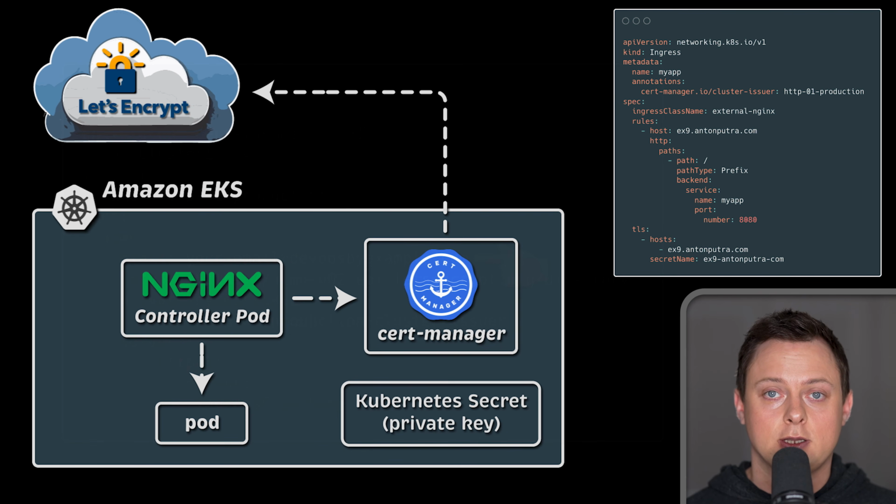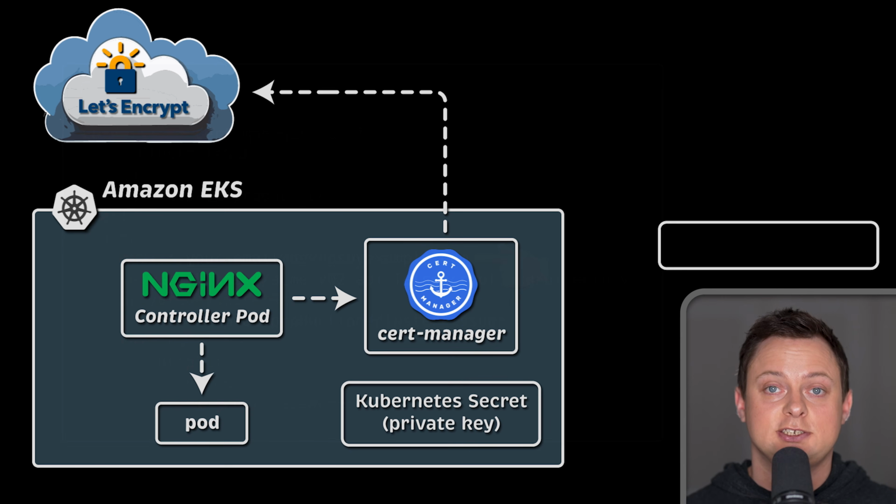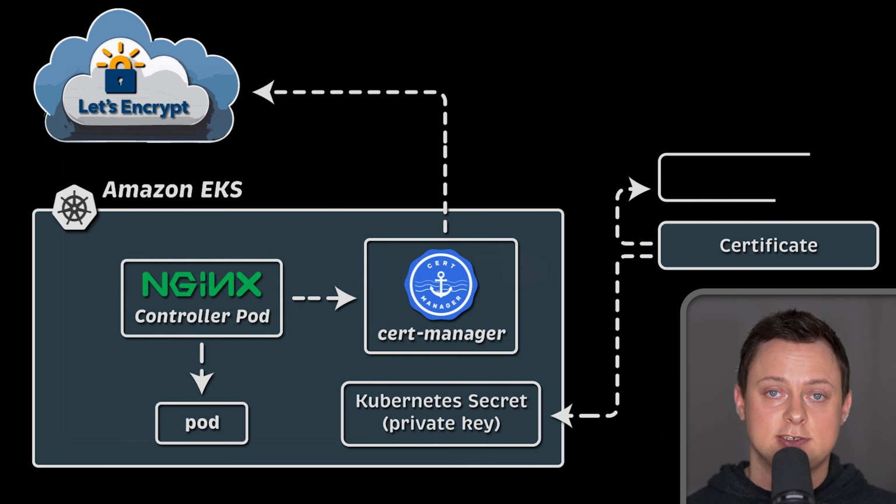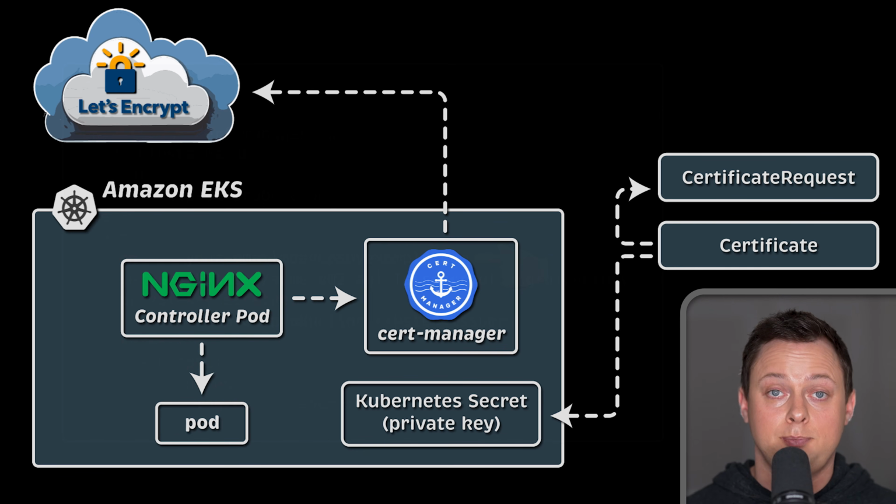To obtain certificate, Cert-Manager uses custom resources. First, it creates a certificate and checks if you already have a certificate for that domain. If not, it creates a certificate request custom resource. Behind the scenes, it generates a private key and stores it in Kubernetes secret.